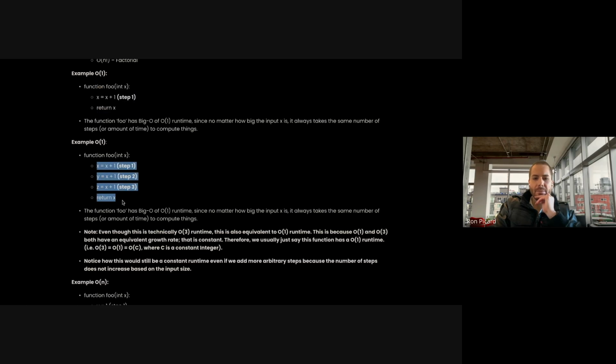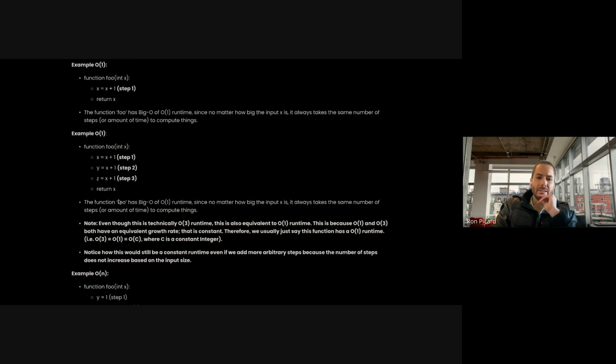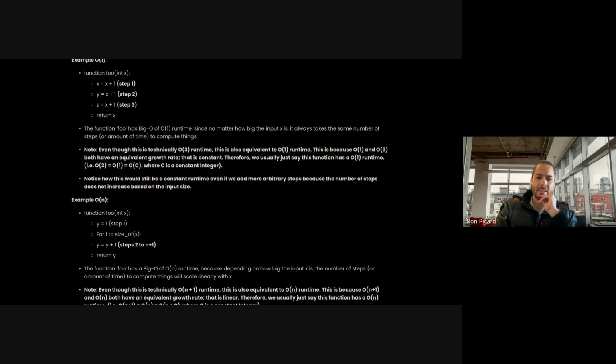Here's another constant time algorithm. This is actually technically big O of 3. I think I have a typo on my website, but it's constant time, right? No matter really what x is, it doesn't really matter. It's always going to come out to be a constant time algorithm, which is really nice.